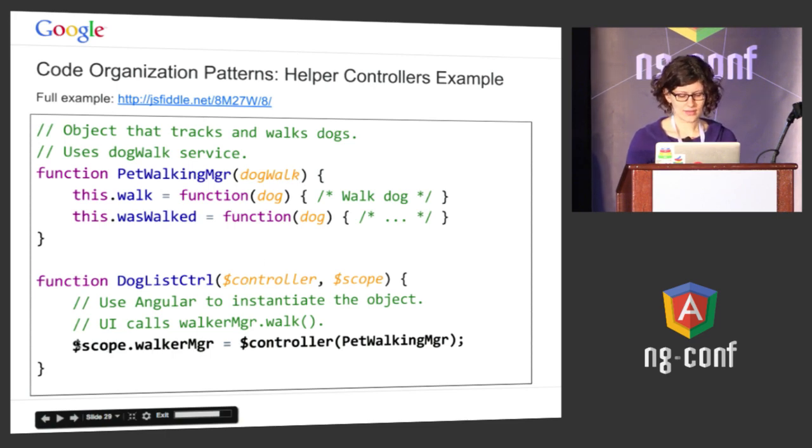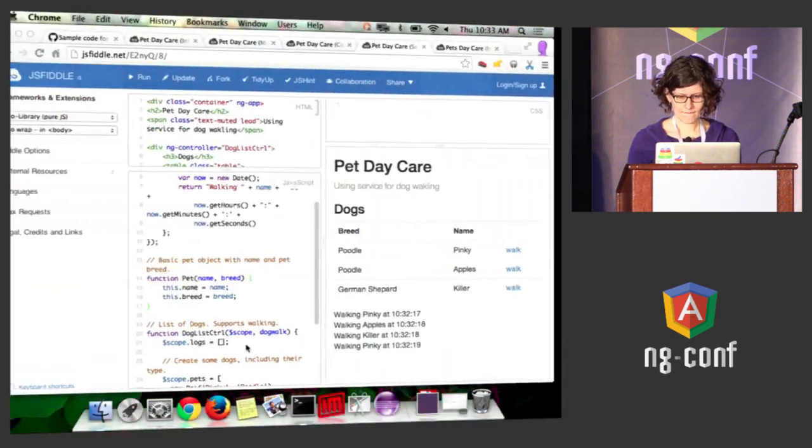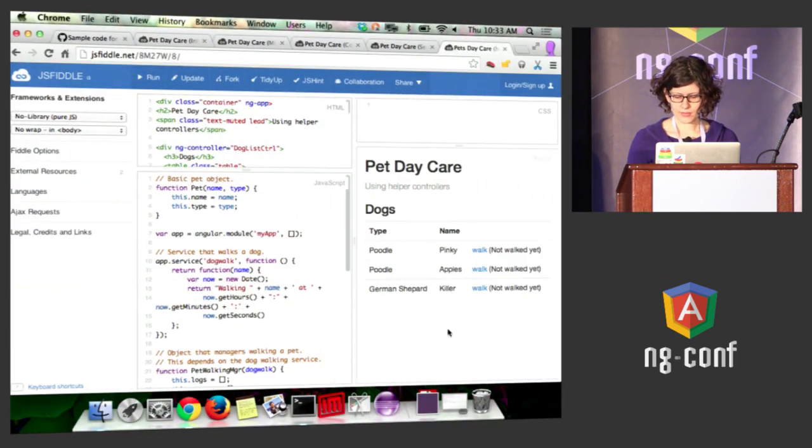So to instantiate this, all I need to do is call $controller instead of new, and it will do Angular dependency injection for you. So back to my example. So you can see now that it says not yet walked on the dogs we haven't walked, so it just simply keeps track of which ones we've walked already.